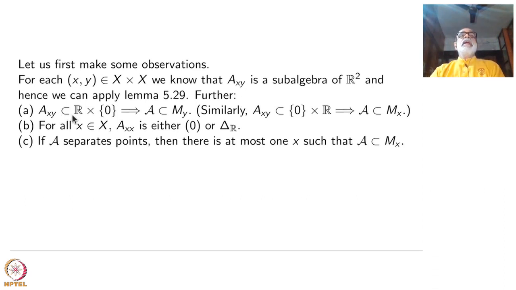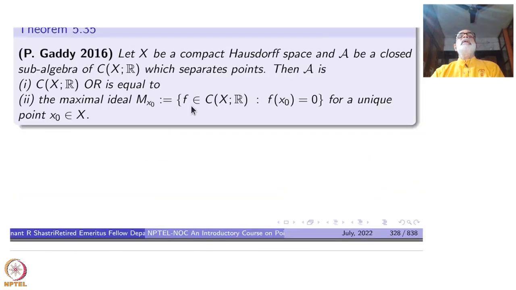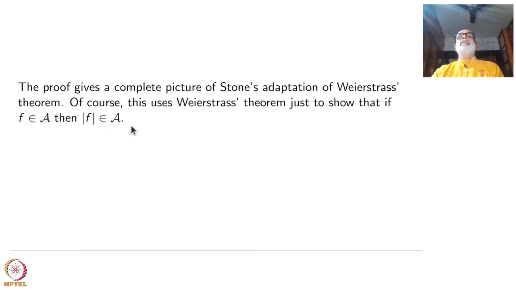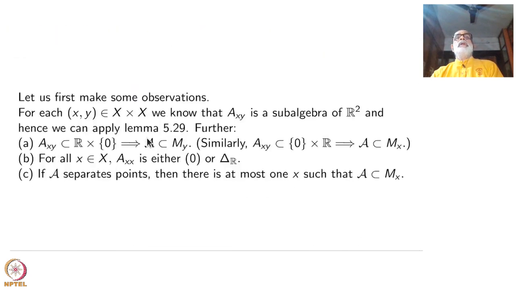Further, if A_xy is R cross 0, what does it mean? What do you remember? It is (f(x), f(y)). That means f(y) is all the time 0 inside A. As soon as f is inside A, f(y) is 0. What does it mean? A must be inside m_y. Remember the definition of m_y: it is all f such that f(y) is 0. That is another ideal. All m_x, where x is a point of X, is a maximal ideal. So A is contained in m_y. Similarly, if A_xy is 0 cross R, that means f(x) is 0 for all f, so again A is inside m_x.